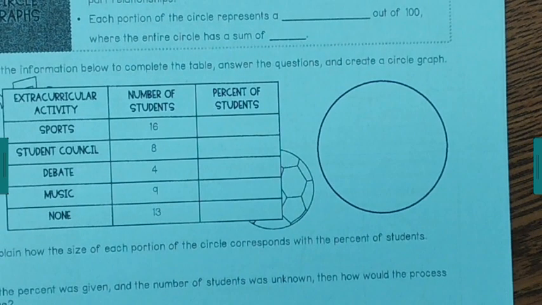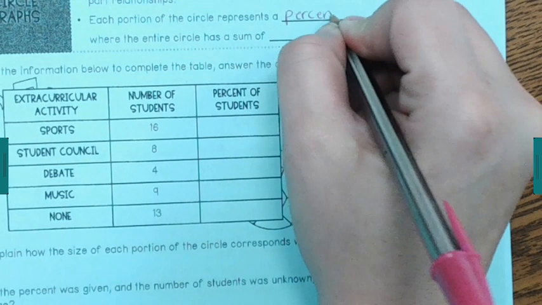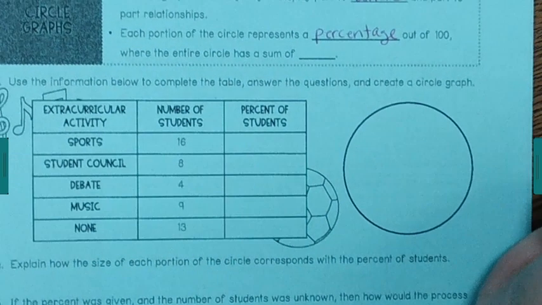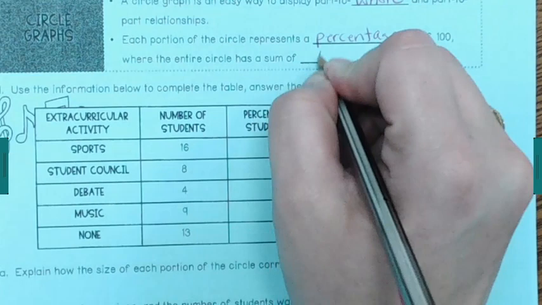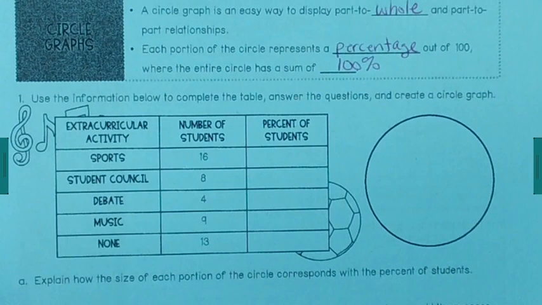All right, so circle graphs are part to whole. Each little part is a percentage. Those little parts are called sectors, if you care. And then they add up to 100%.